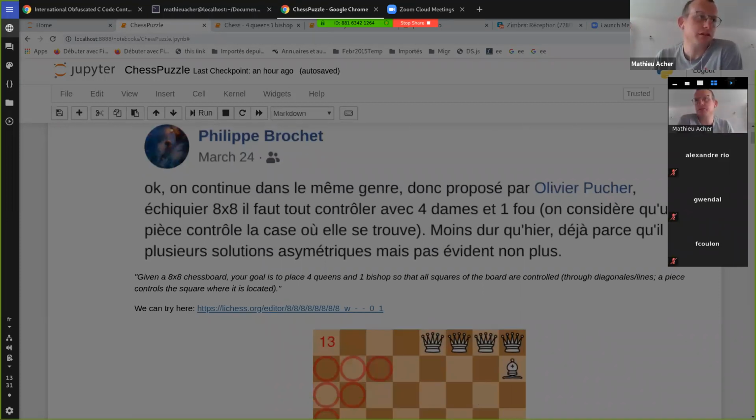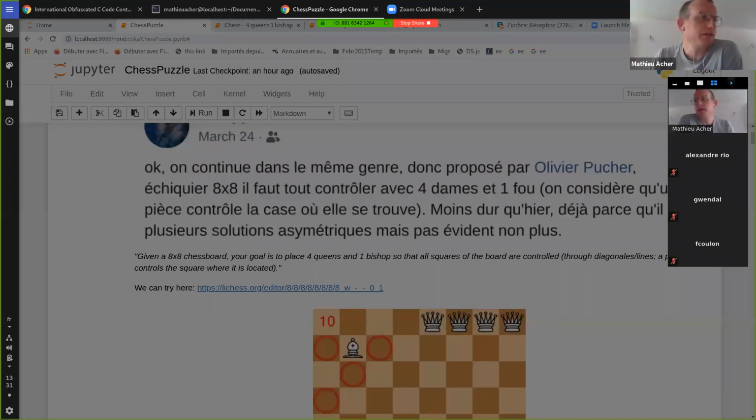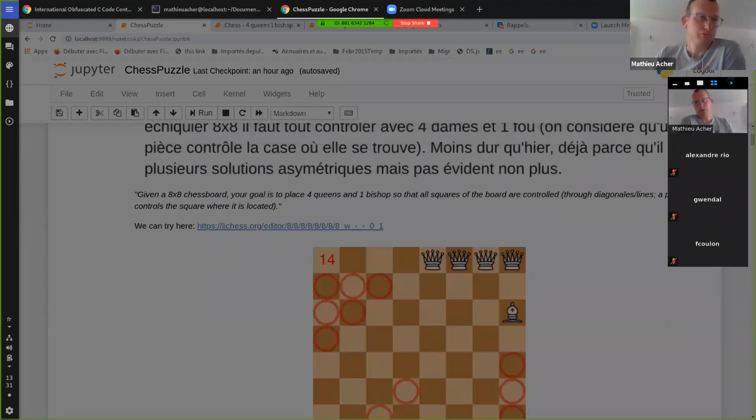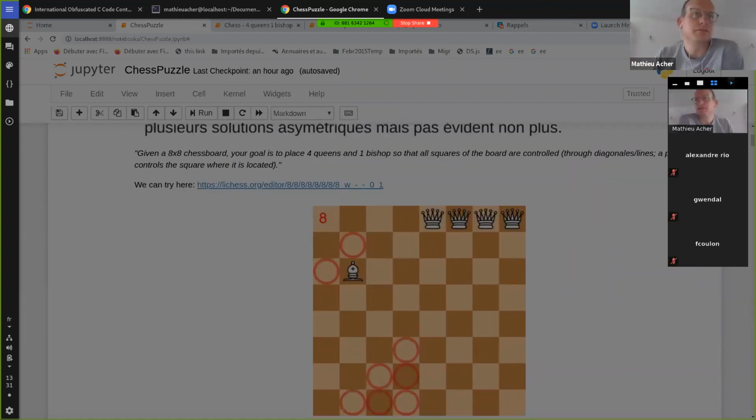Given a traditional chessboard, so 8 by 8, your goal is to place 4 queens and 1 bishop so that all squares of the board are controlled. So the 64 squares. I'm not sure you're all familiar with chess, but I will quickly remind you.